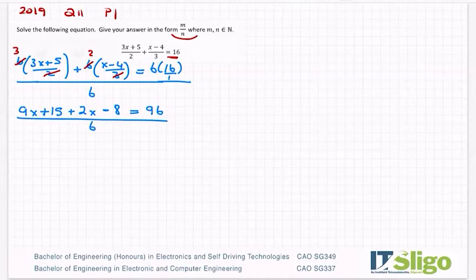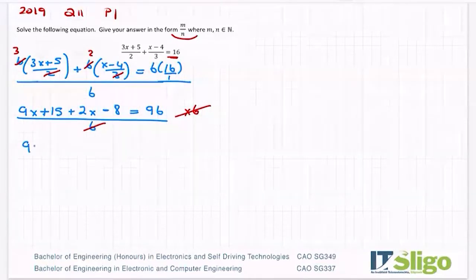Okay, when there's an equals in it, like such, you can actually drop the bottom line, and mathematically what we do is just multiply across by 6. Okay, so you can only do this when the question says solve. So I get 9x + 15 + 2x - 8 being equal to 96.